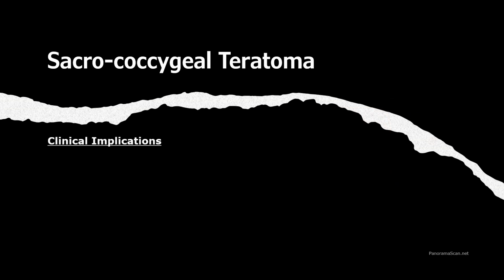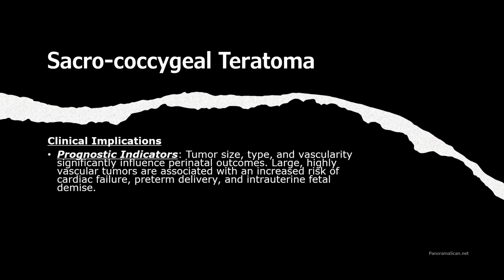Clinical implications of sacrococcygeal teratomas are critical for perinatal management and outcomes. Factors like tumor size, type, and vascularity heavily influence perinatal outcomes. Larger, more vascular tumors are associated with a higher risk of cardiac failure, preterm delivery, and intrauterine fetal demise. These factors help in predicting complications and planning interventions.